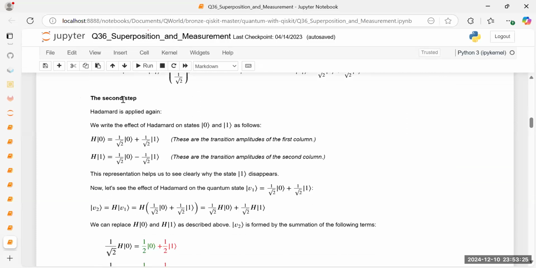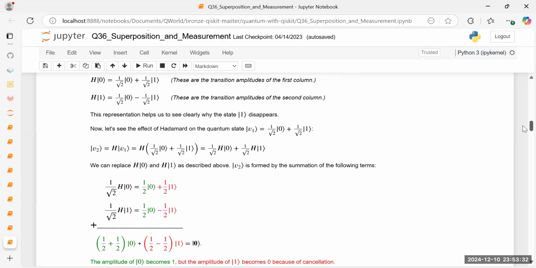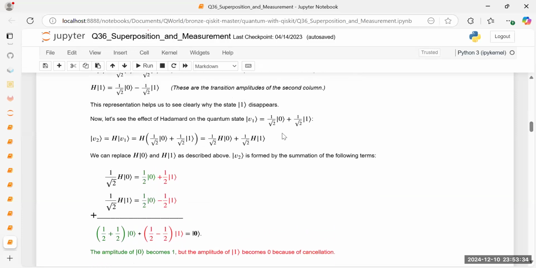And then the next thing that we're going to do is apply the second Hadamard operator. We have the plus state here, and we're going to apply the Hadamard operator to the plus state. This is a linear system, so we're just going to apply H to 0 here and H to 1 here, as you can see.